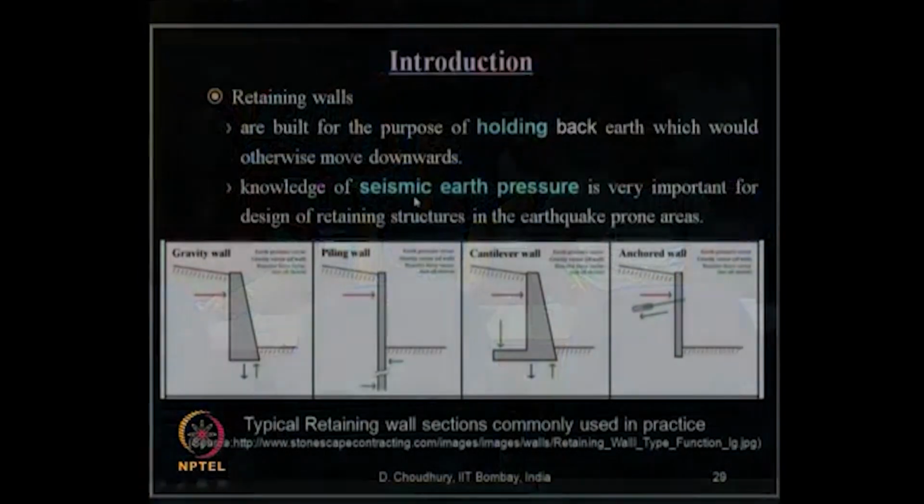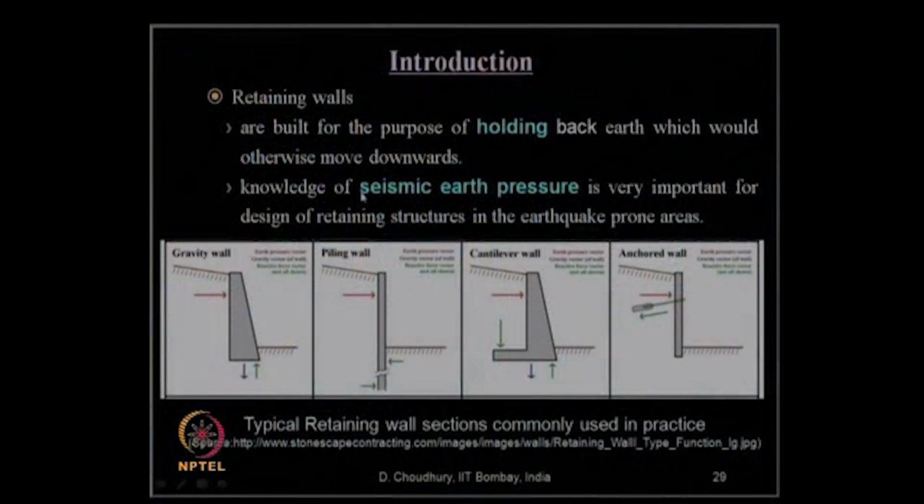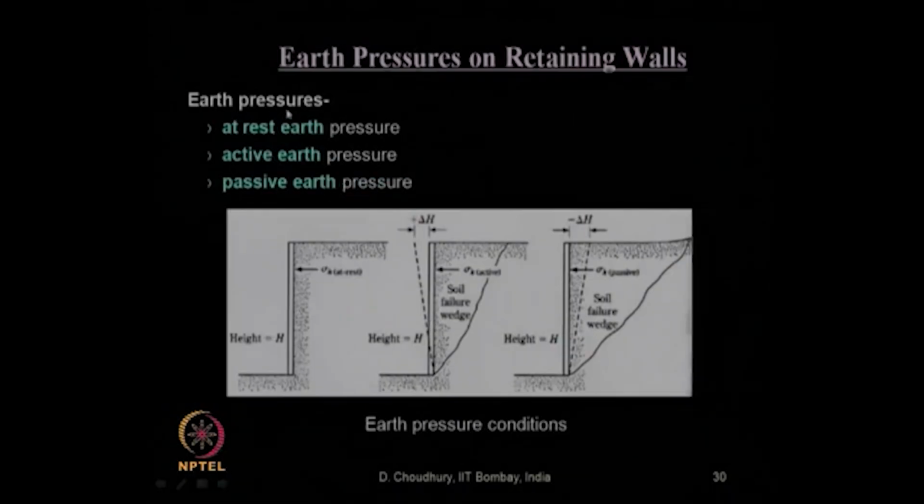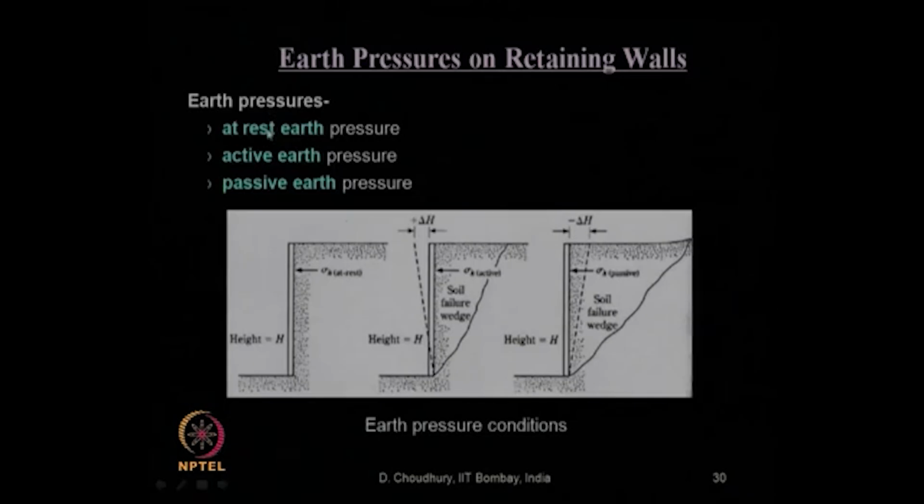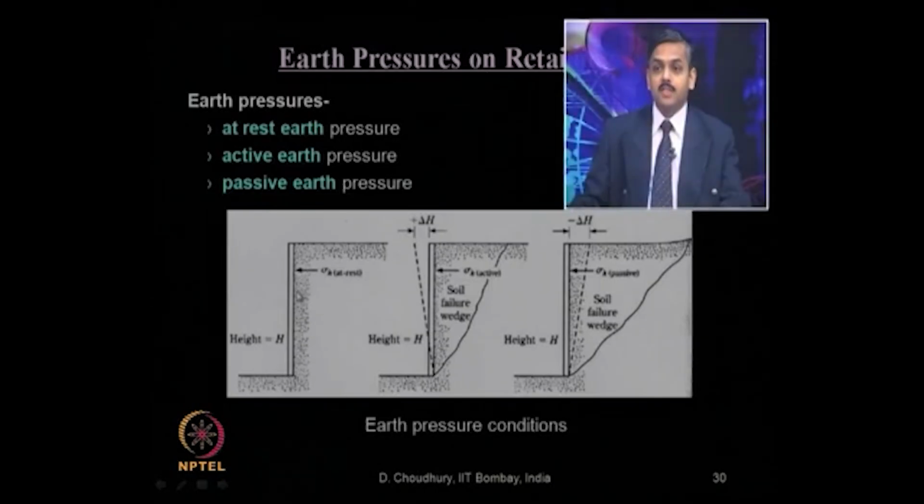We will consider now how this knowledge of seismic earth pressure is used, that is, what is the earth pressure for which we need to design this retaining wall. What are the changes in the value of earth pressure when we consider the effect of seismicity or earthquake? As we know, majorly there are three types of earth pressure: at rest earth pressure, when there is no movement of the wall, then the pressure exerted on the wall is nothing but the at rest condition.